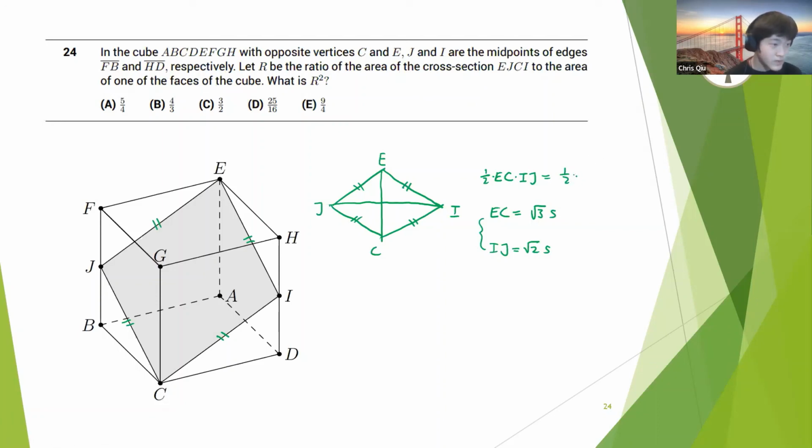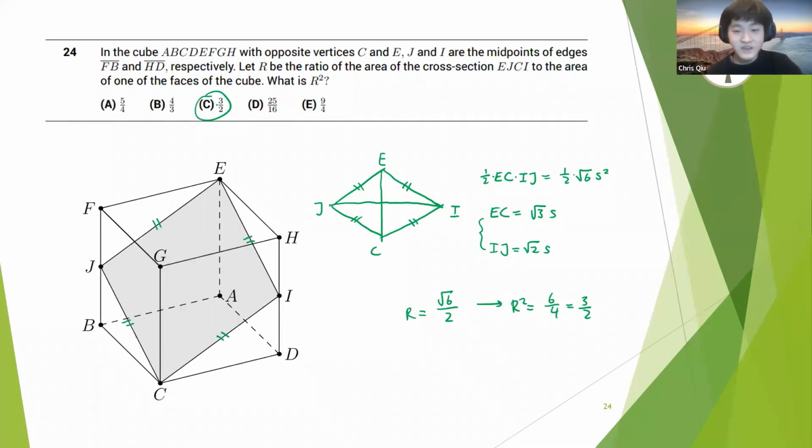So we can plug these both in to get that this area is equal to 1/2 times √6 S squared. We want to find the ratio of this area to the area of one of the faces of the cube, which is S squared. So this ratio is equal to √6/2. What this leaves us is to find the square of R, from which we can get the answer 3/2. So the answer is C, and we're done.